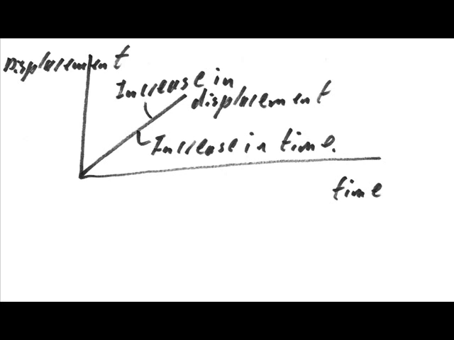Our object now decides to return back to where it started from. This is very tricky to describe accurately in a mathematical way. What do we mean by returns to the original position? On the graph it is obvious. The displacement returns to zero, as the object has reduced its displacement to nothing.